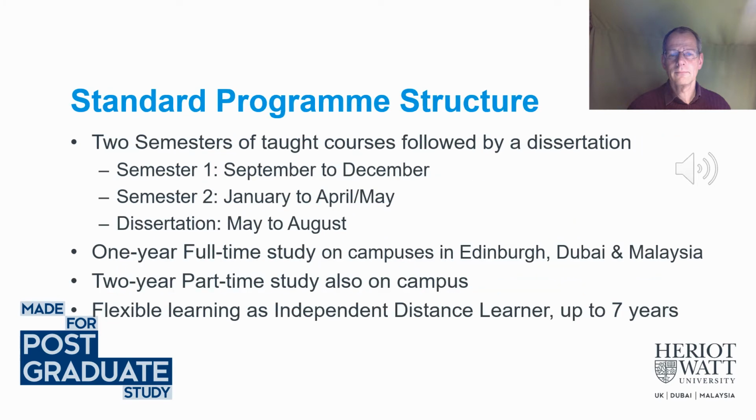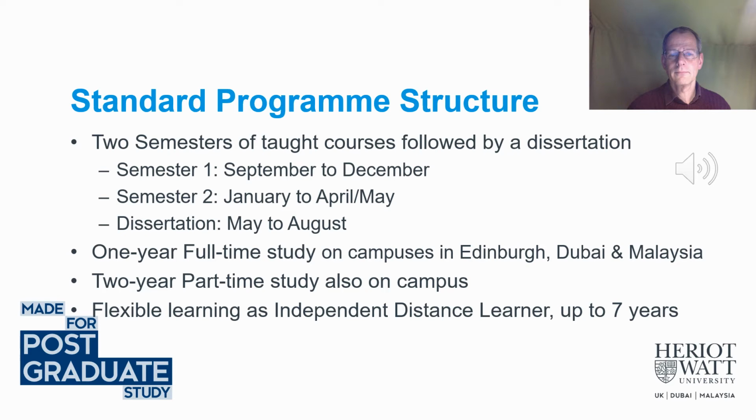Once you're here, what does the year look like? So our standard program structure is that you have 2 semesters of taught courses followed by a dissertation. Semester 1 from September to December, there you will take 4 courses. In semester 2 from January to April or May, you will take another 4 taught courses, and then you progress to the dissertation which you carry out between May and August. That is for the 1-year full-time study on one of our campuses in Edinburgh, Dubai, and Malaysia.